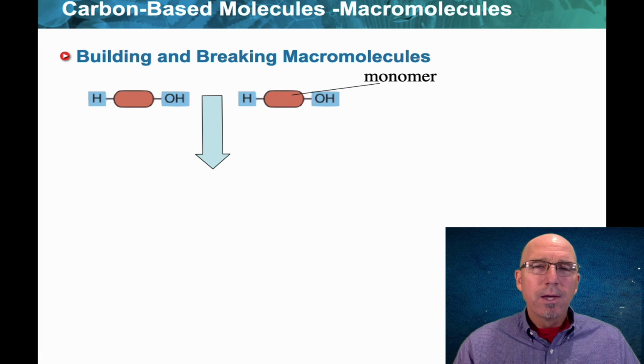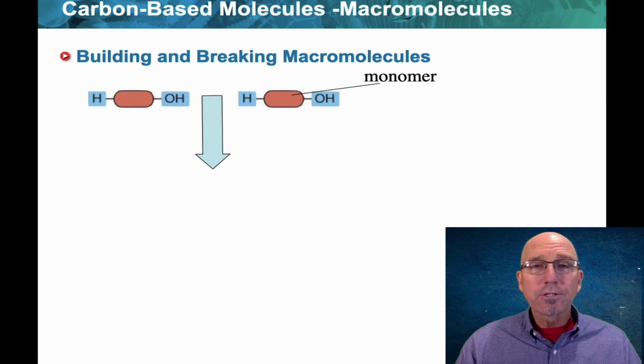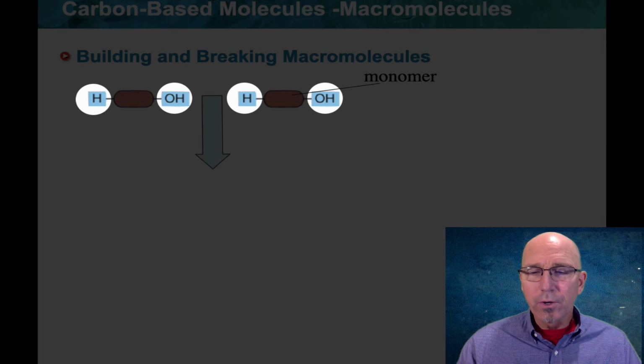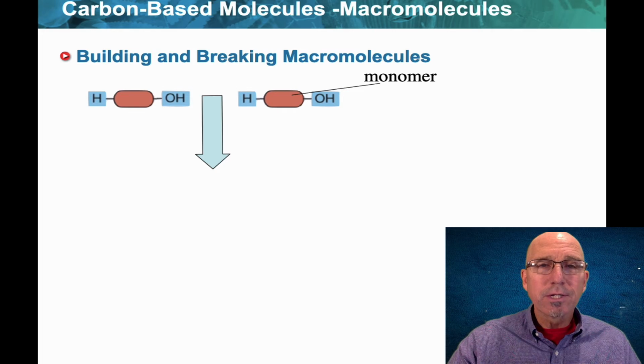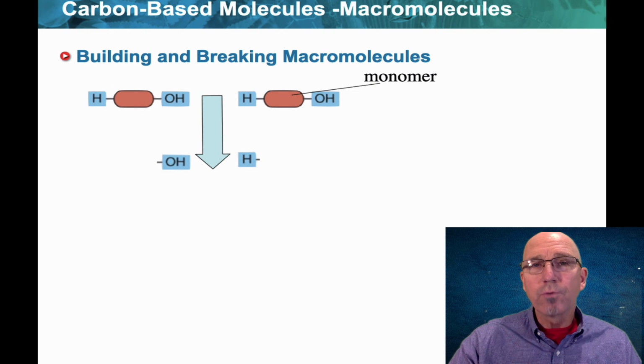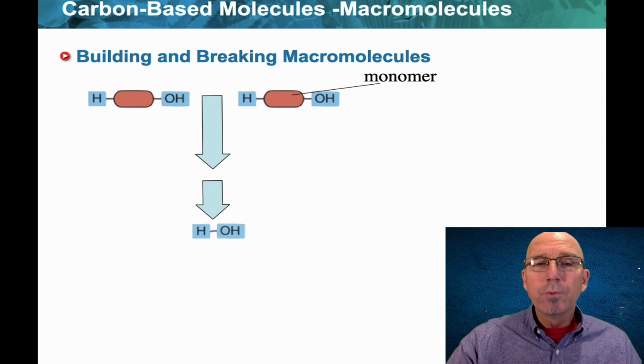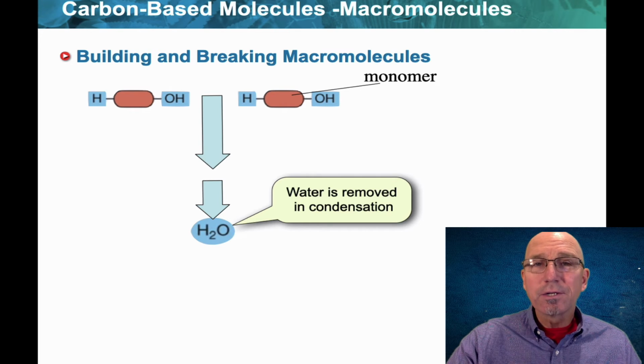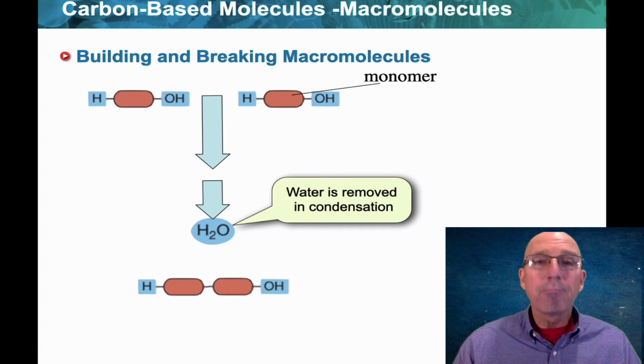Now, the interesting thing about monomers is they all have hydrogens and oxygen-hydrogen combinations sticking out. By removing those in a process called a condensation reaction, removing an oxygen and a hydrogen from one monomer and a hydrogen from another, what do we remove? We actually remove water. So water gets removed in this condensation by combining these monomers, and what have we started to make? We started to make a polymer.